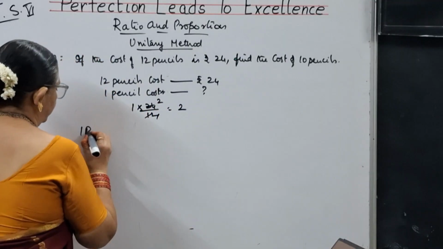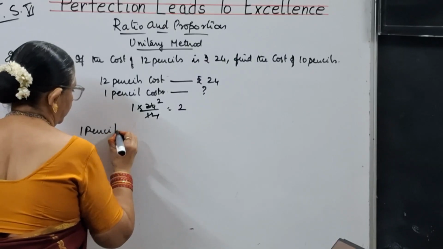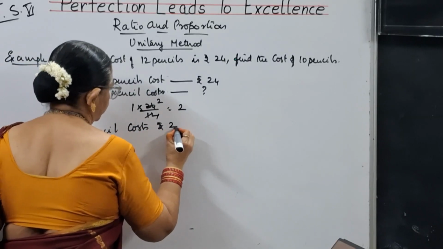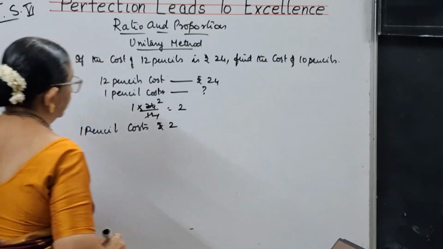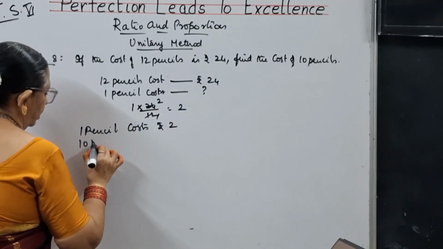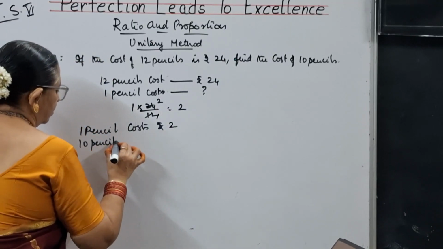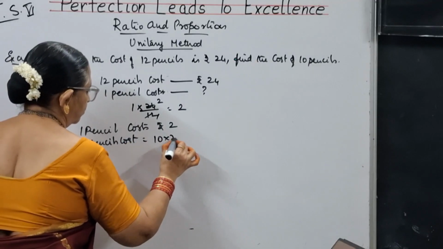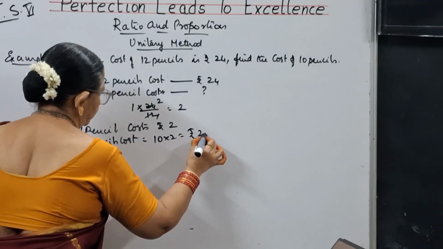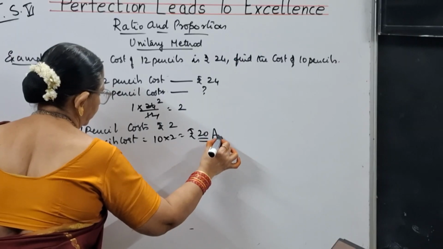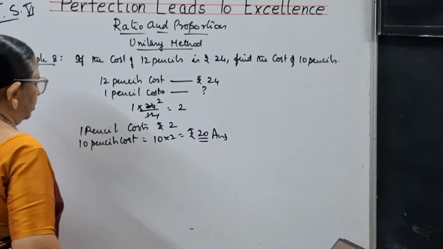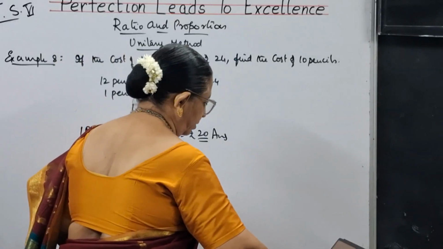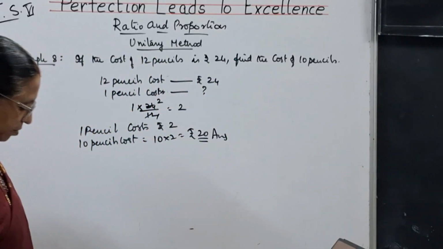So one pencil costs rupees 2. How many pencils you want? 10 pencils. So 10 pencils cost how much? 10 into 2, that is rupees 20. This is the answer. This is how you need to do these sums, children. This is example 8. Note it down.